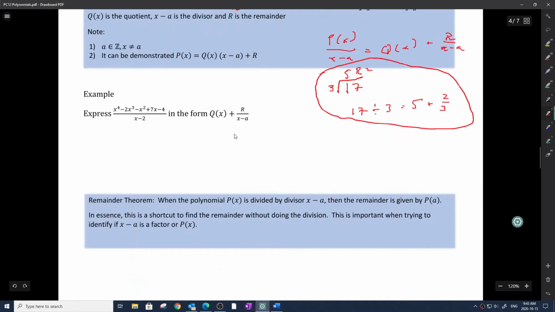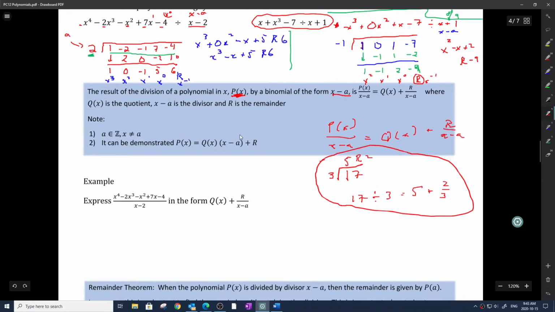Let's do an example. Now, I certainly wish that I would do an example that I've already done. So we're going to express x to the power 4 minus 2x cubed minus x squared plus 7x minus 4 divided by x minus 2. And we're going to write it in the form of q of x plus r over x minus a: the quotient, remainder, and my divisor.